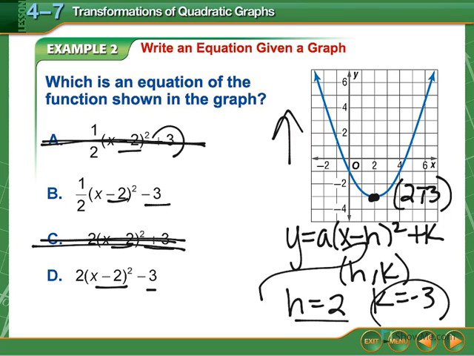So the next thing we're going to do is see what point the graph actually goes through. And it looks like the point (0, negative 1) is a pretty point. So what we're going to do with that is plug it into my vertex form, and A should be the only variable that's left. So I'm going to move to another screen so we can do this.